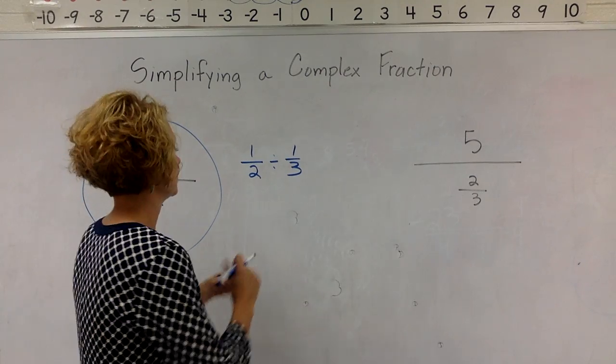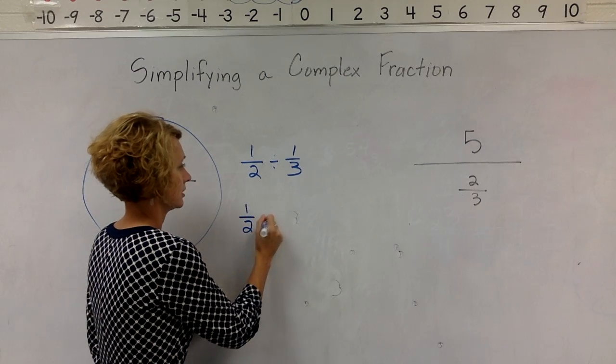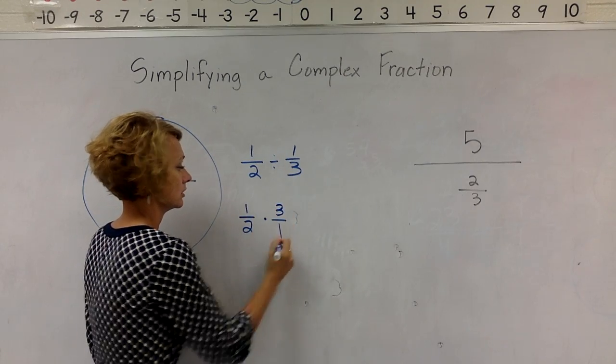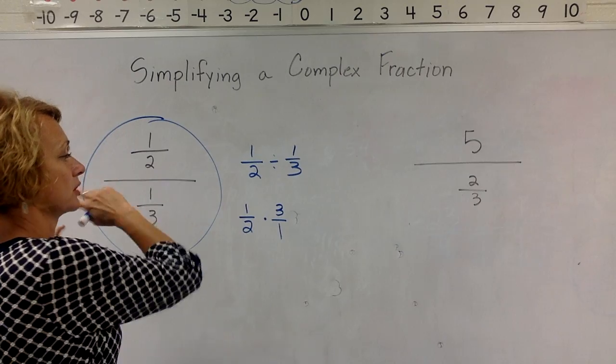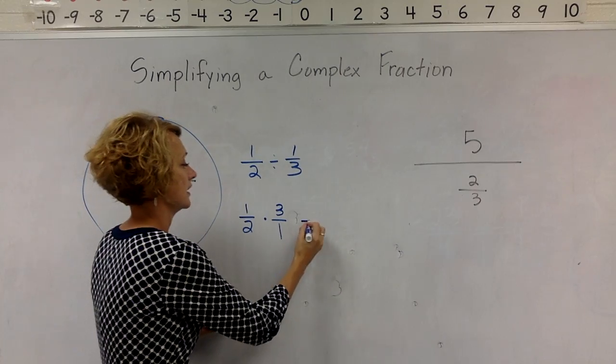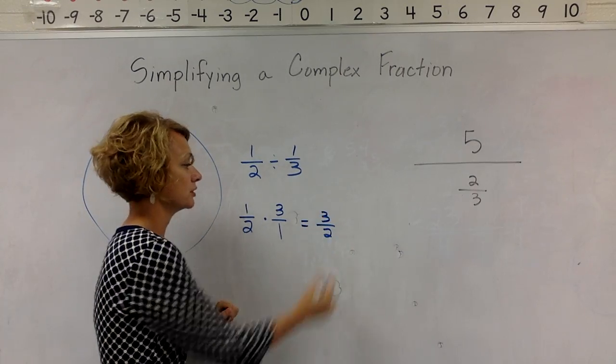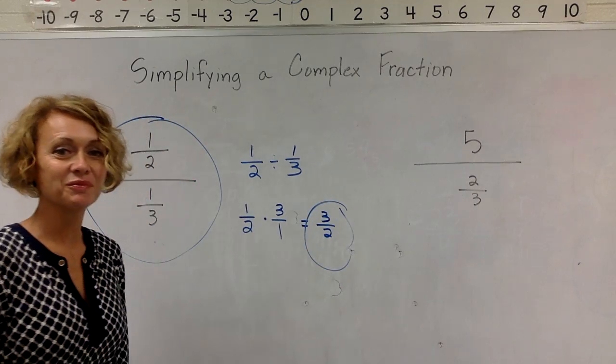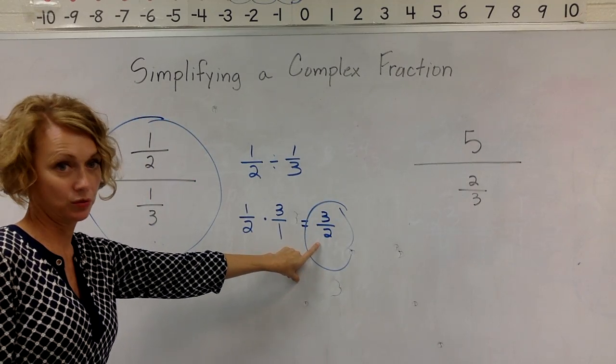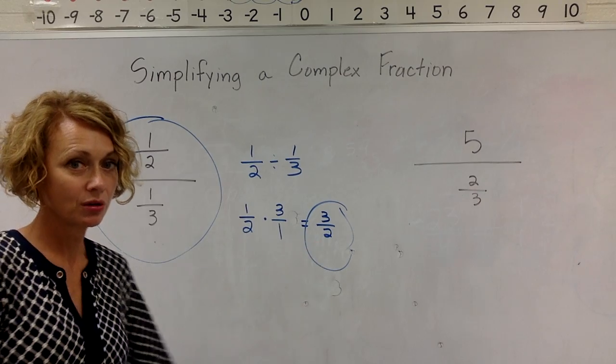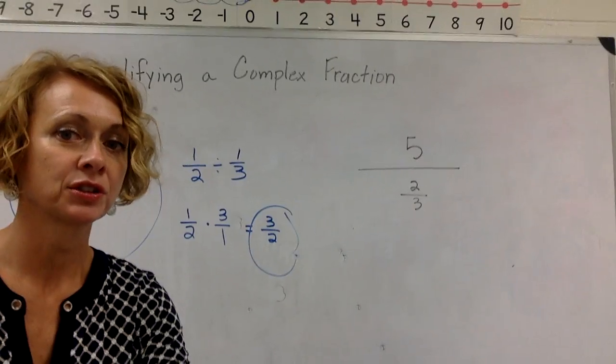I'm going to rewrite this as 1/2 times, I'm going to flip that over to its reciprocal, then I'm going to multiply straight across, and that gives me 3/2, and that's it. I'm finished. You could even rewrite that as 1 1/2 if you wanted to. All right. Let's look at our second one.